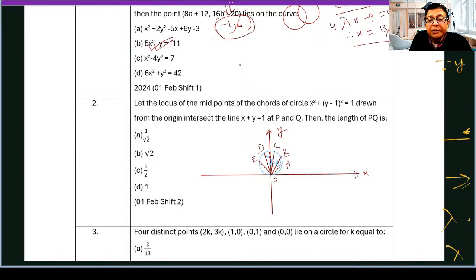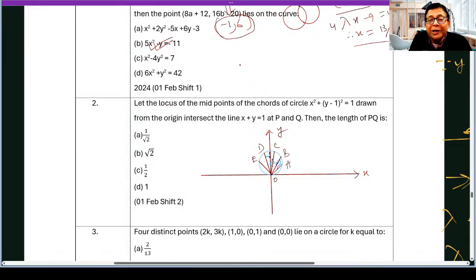So here, these midpoints are moving along a curve. They say the locus intersects the line x plus y equal to 1 at P and Q. My question: how to get the locus of that point? I will not tell you to remember another formula for it. There is a way to get it, but here we will be using a simple concept.